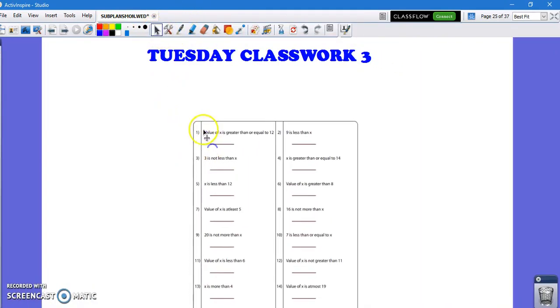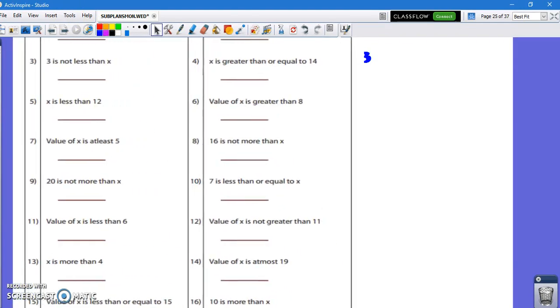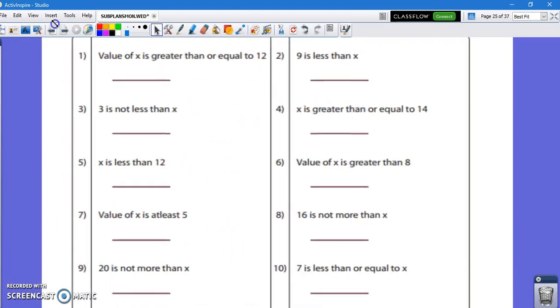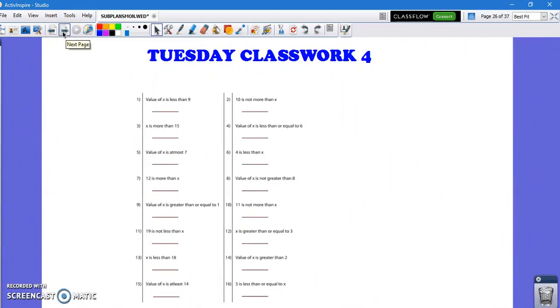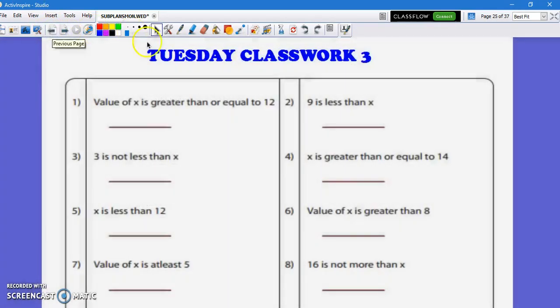With this one, guess what, guys? These are inequalities. Okay? Let me see if I put these in the right order. Value of x is less than 9. Value of x is greater than or equal to. All right, so with these inequalities, it's the same thing except you're just not going to have an equal sign, right? So reading our first one, value of x is greater than or equal to 12.